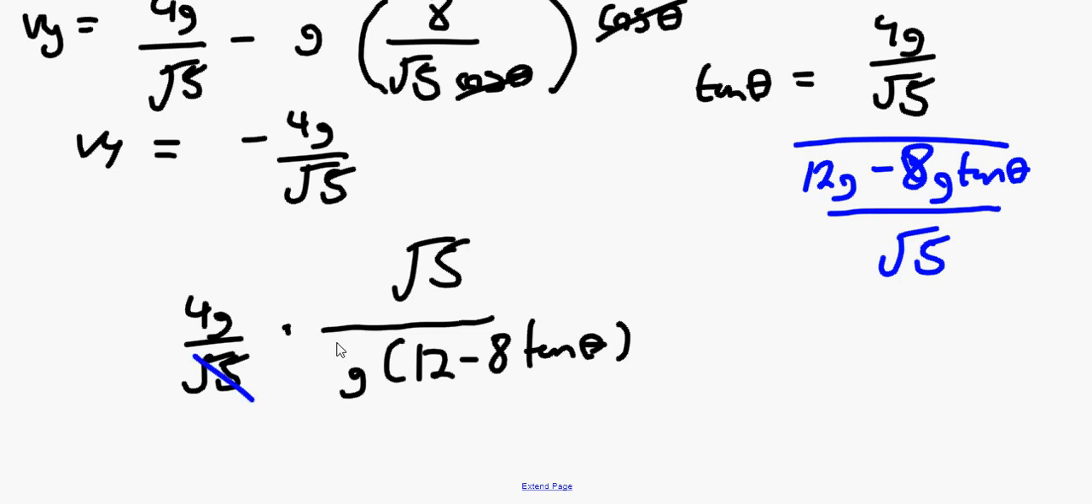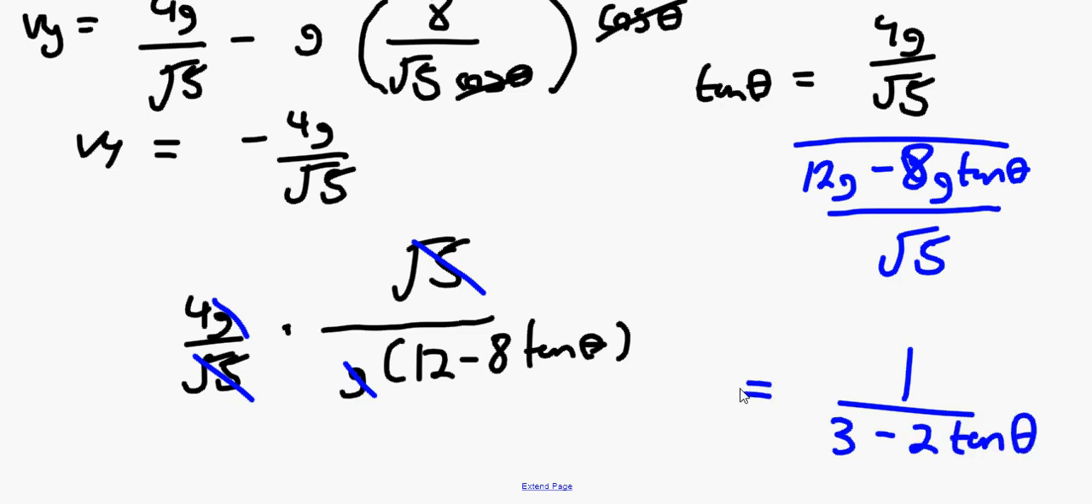Now, g into 12 minus 8 tan theta. And the root 5 is on top. Root 5, g. You can divide top and bottom by 4 if you want. And I'm going to divide top and bottom by 4. It's going to be 1 over 3 take away 2 tan theta. And happy days, that also equals tan theta.